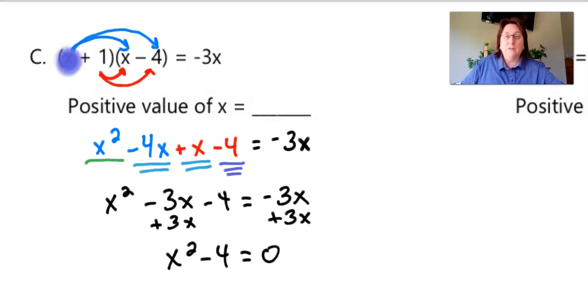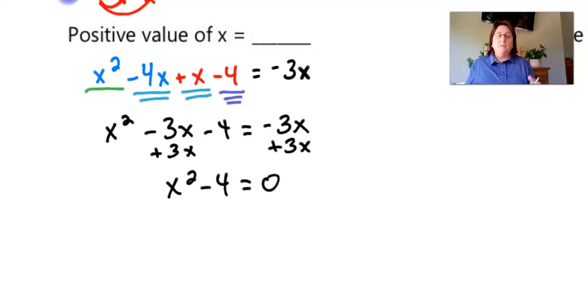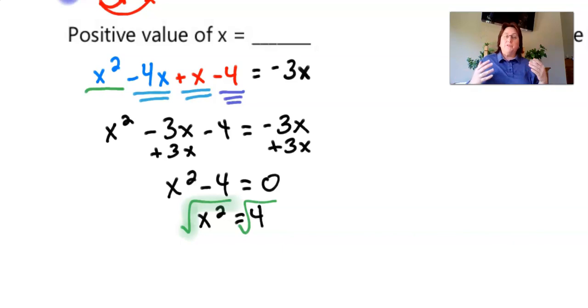All right, let me scroll down and we're going to take a look. The way that we solve it, we still have to get the x all by itself. So move the -4 to the other side, and you have x squared equals 4. Then remember, in order to get to x instead of x squared, we take the square root of both sides.